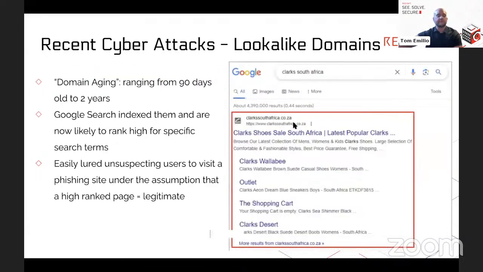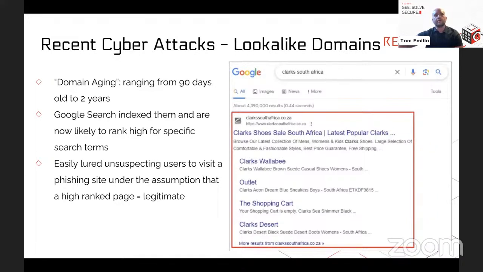I found this really interesting. There's this concept called domain aging. And with this same report, the 6,000 sites, 100 brands or so, what was found on a domain registration level is that a lot of the domains were registered within 90 days and going back to 2 years old, right?